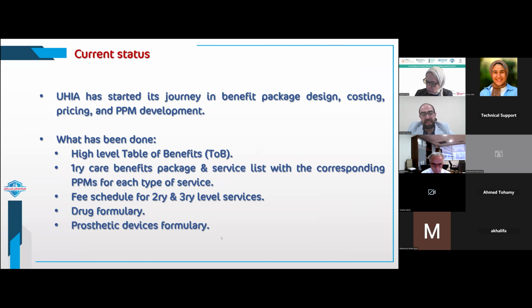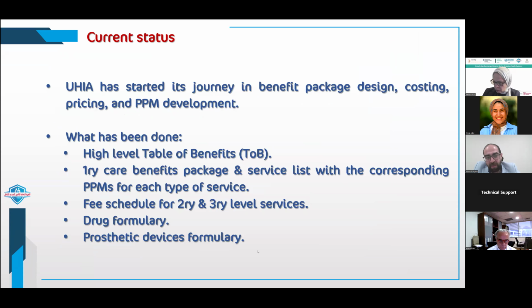So for the current status, UHIA has already started its journey in benefit package design, as well as other strategic purchasing activities like the costing and pricing and development of the provider payments. What we have achieved currently is we already have a defined table of benefits. We have a fully explicit primary care benefits package, and we have a full fee schedule and the service list for all of the services that are covered under the universal health insurance.